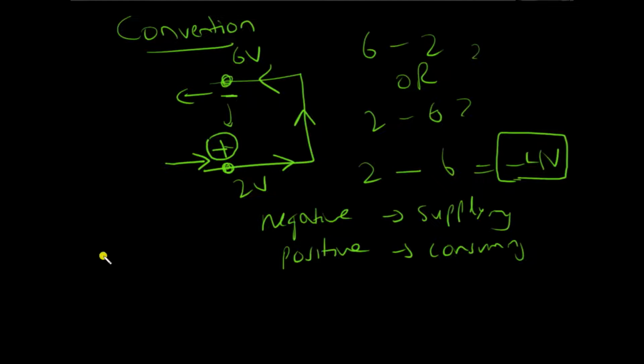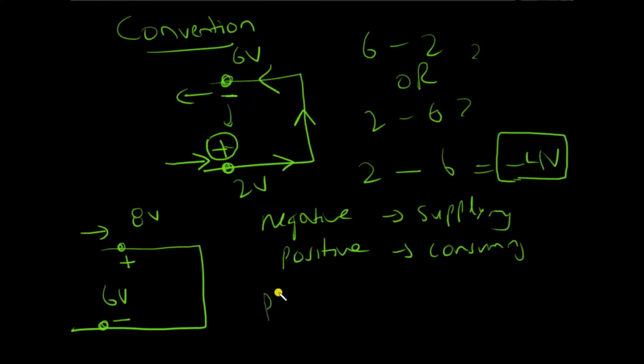So I can show another example. For example, if this is a wire and the current is entering through here, and this point is 8 volts and this point is 6 volts, what is the potential difference? Well, because the current is entering from this side, this is the positive terminal, and the current is leaving from this side, so this is the negative terminal. So the potential difference, or PD, is 8 minus 6, that is 2 volts. So this is how potential difference works using the convention.